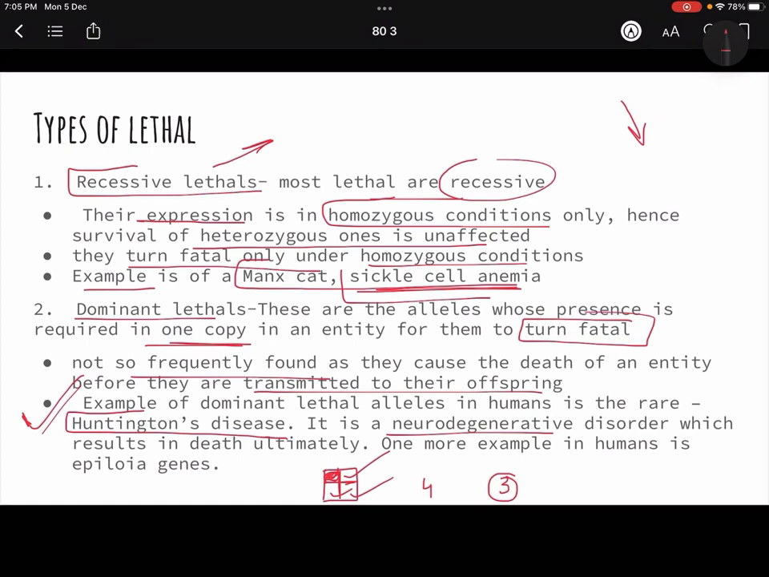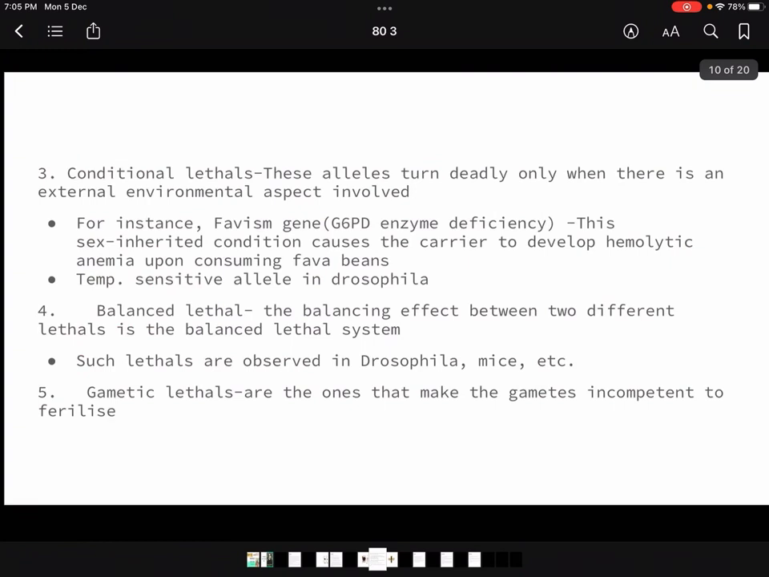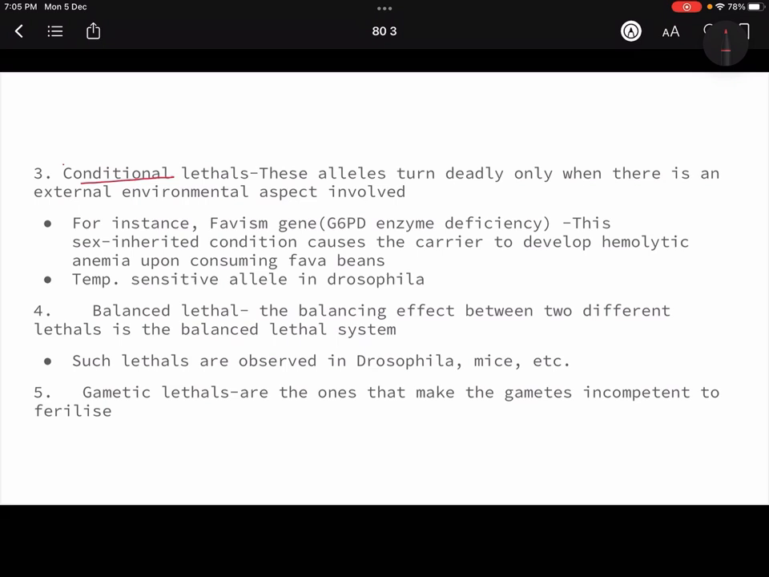Now next comes your conditional lethals. The word itself explains what it would mean. Conditional lethal means it requires certain conditions or certain external stimulus or environment in which it turns deadly. Otherwise it is normal, but if it gets that environment or that stimulus from outside, it becomes lethal.